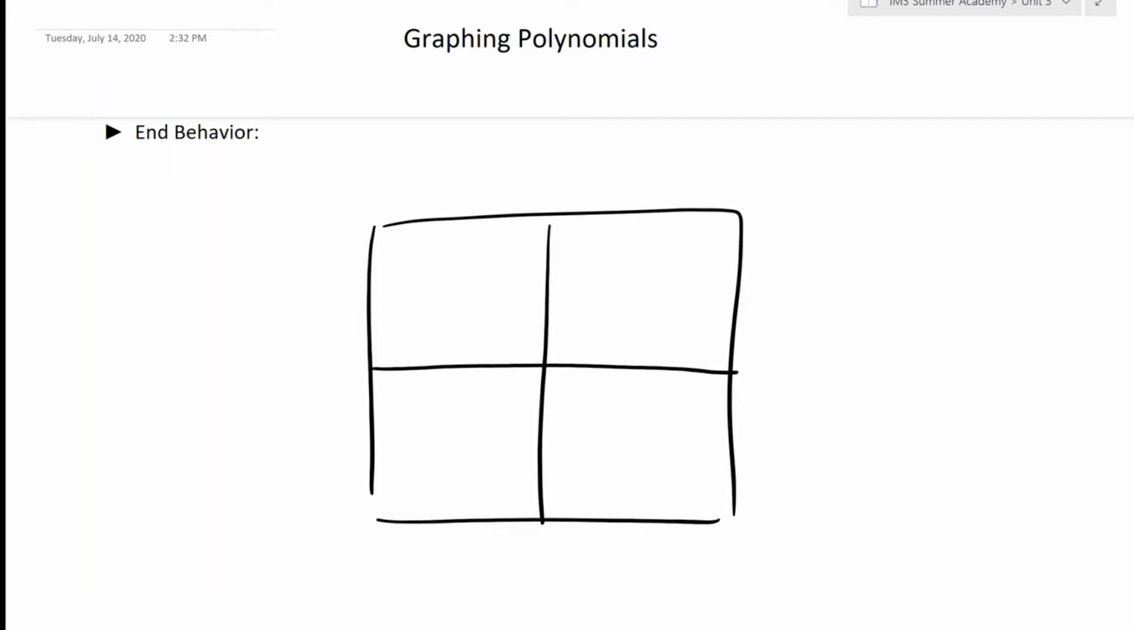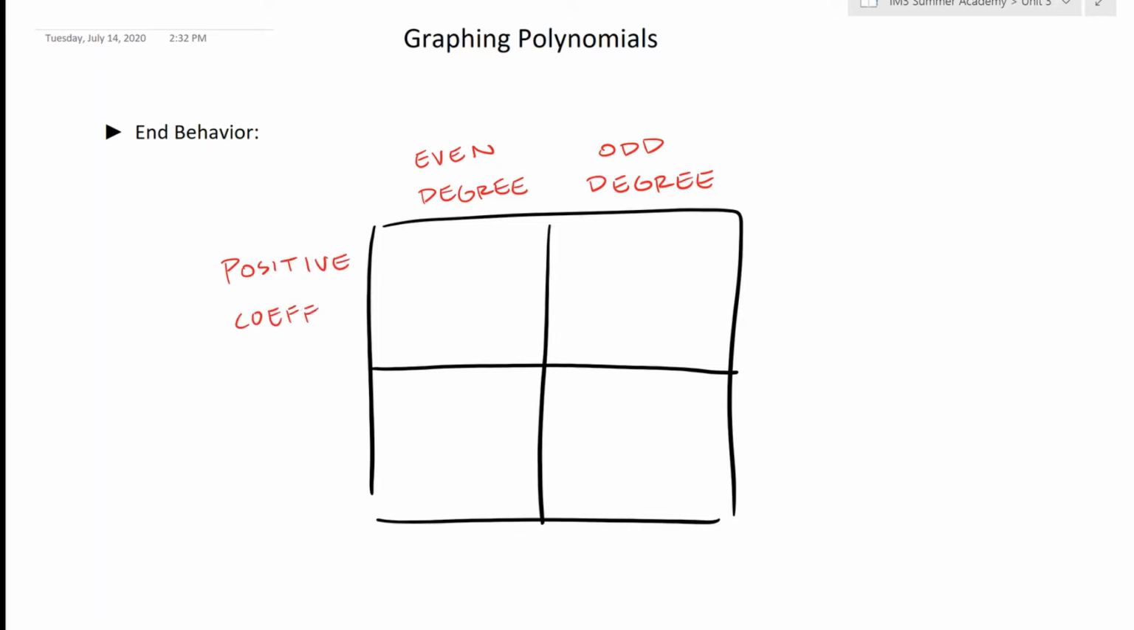Okay, so we have a couple of options. The biggest exponent could either be even, and we'll call that even degree, even exponent, or the biggest exponent could be odd. So it's either odd or it's going to be even. Now, the lead number, the a value, could either be a positive coefficient or a negative coefficient. So remember, if things are positive, they go up. If things are negative, they go down.